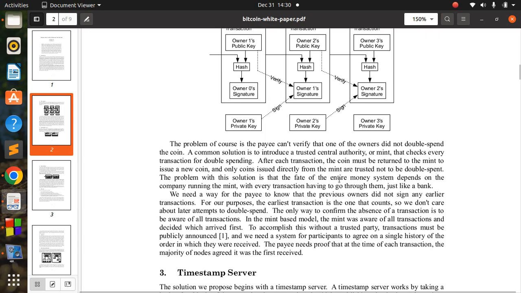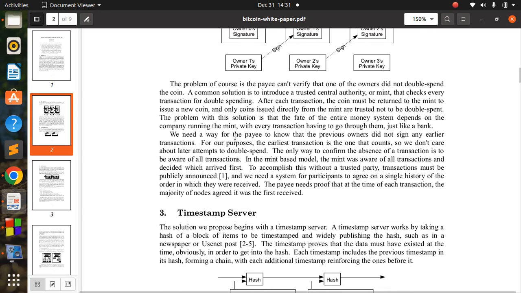The problem with this solution is that the fate of the entire money system depends on the company running the mint, with every transaction having to go through them, just like a bank. The blockchain aims at eliminating this. Anything third party, it wants to eliminate it. We need a way for the payee to know that the previous owners did not sign any earlier transactions.